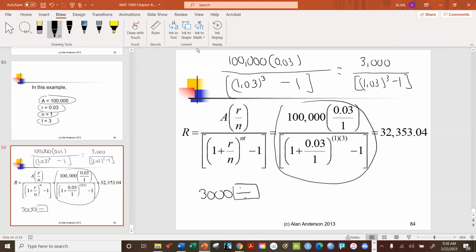Let's try this. 2 parentheses, 1.03 raised to the third. Let me double check this on my calculator, make sure that I'm not messing this thing up. Because like I've said many times before, every calculator is a little bit different. And so I want to make sure that what I'm doing works on this one.